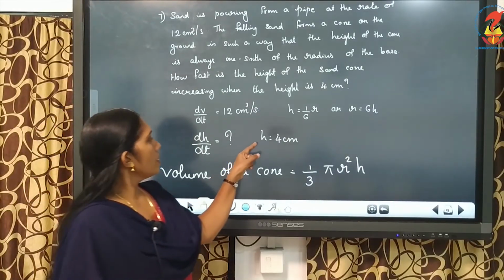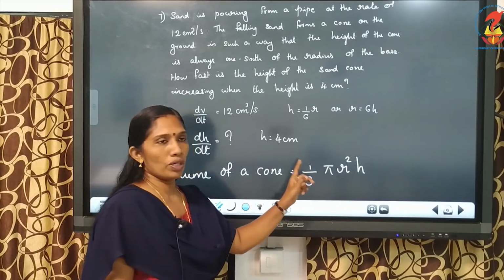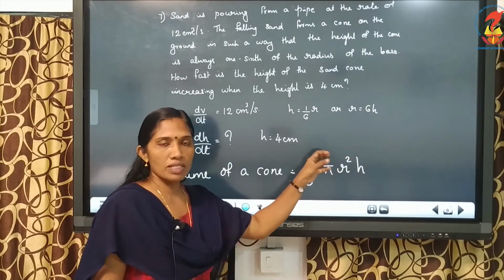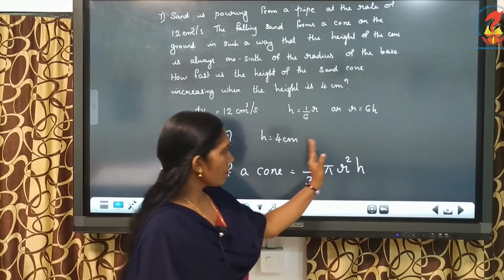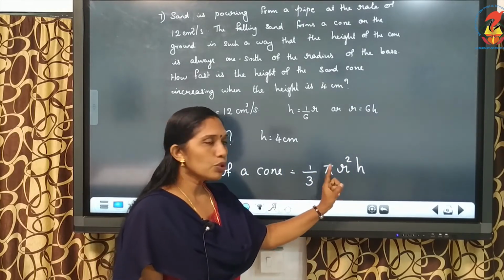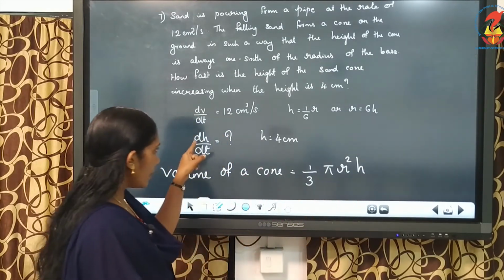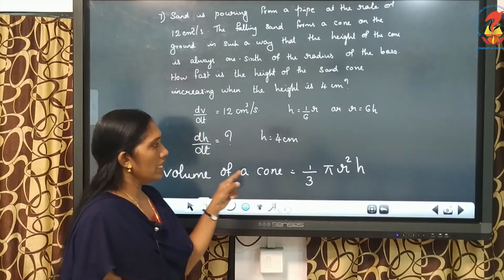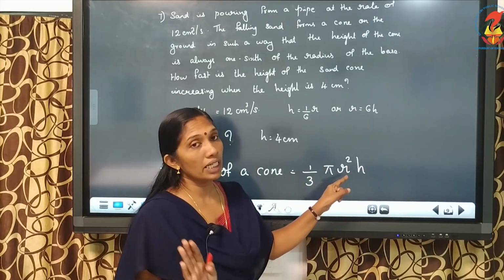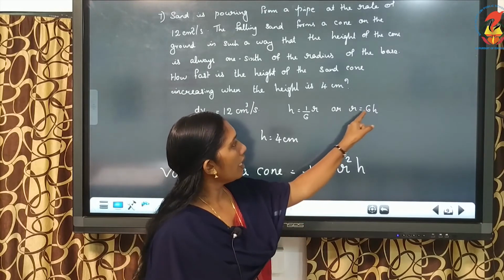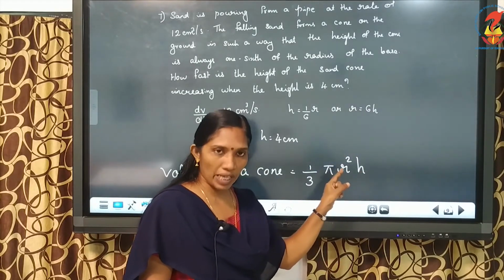Here children, don't substitute h equal to 4 and r equal to 6 into the expression. If you substitute these constants, then we can't differentiate. Here we have two variables, r and h, so one you have to convert. We have to find dh by dt, so we need h. So r you have to convert in terms of h. r is 6h, you can substitute here, so you will get an expression in terms of h.